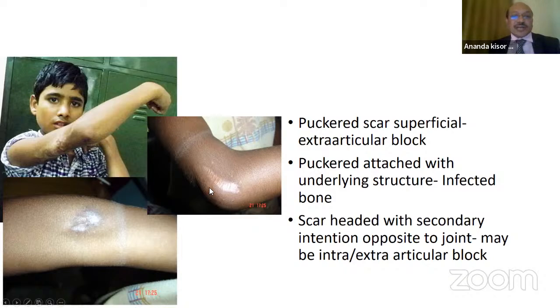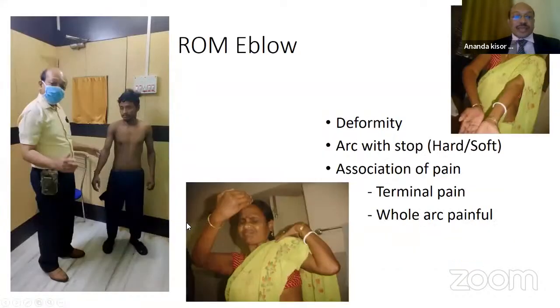So this is a puckered scar, and this is a healed scar. That means some suppuration has occurred. It may be a traumatic or a surgical scar. If there are scar marks, there are thread marks. So this is the way we have to identify.